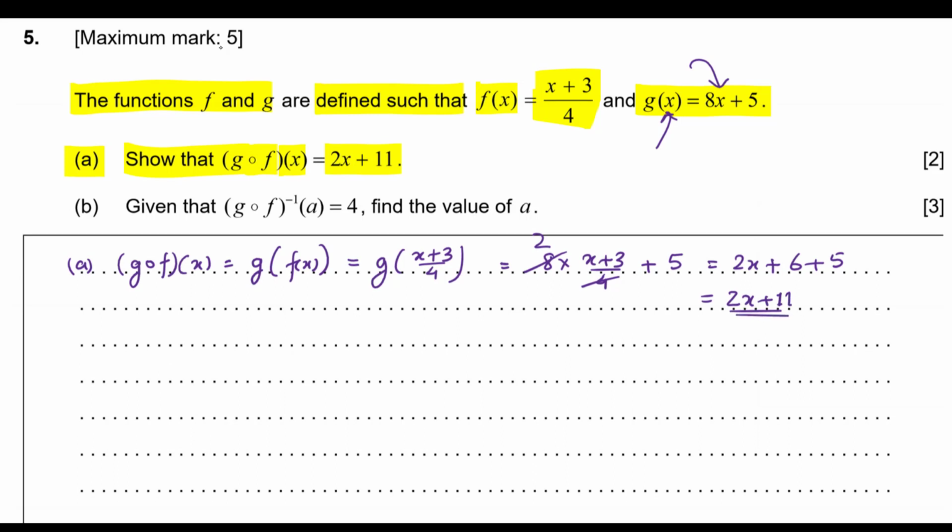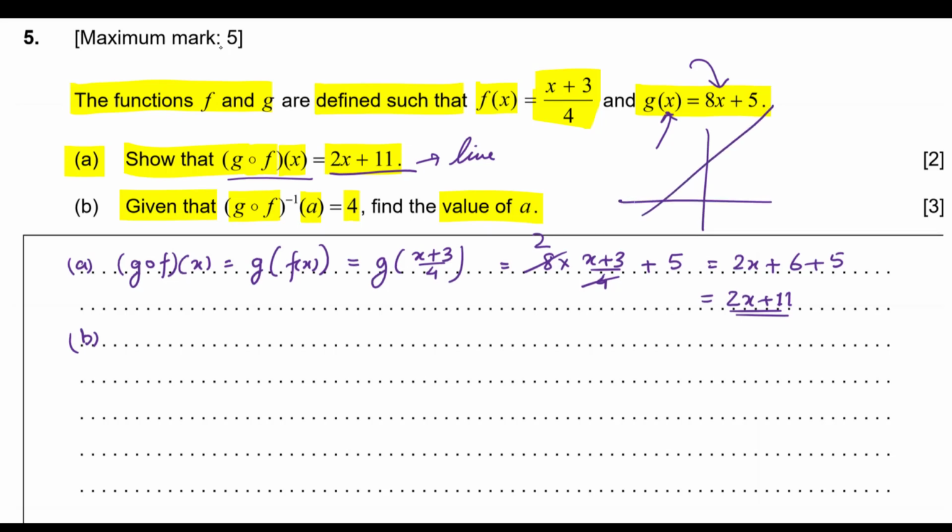And in the B part, given that gof of the inverse of gof(a) is 4, find the value of a. So in the B part we can see that this function, the original function gof(x) equals 2x + 11, it's a line. It's a line with gradient 2. So this line is going to be something like this. So it means it is going to be 1 to 1, 1 to 1. So if it is 1 to 1 it means we can find the inverse, and the inverse of a line is again a line.